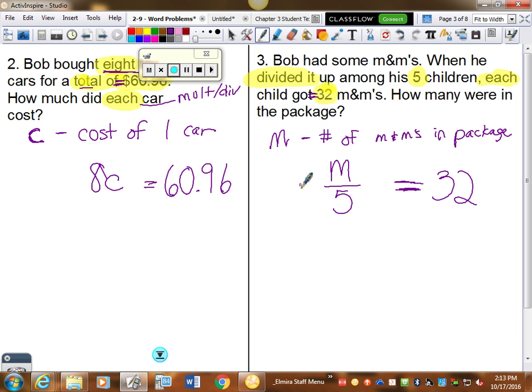Here you're going to multiply both sides by 5 in order to get how many M&Ms. I think it's 160. Okay? So those are all one-step equations, setting them up. So identify your variable, figure out what goes with the equal sign, and then figure out whether you should add or subtract the number with the variable, or multiply or divide.